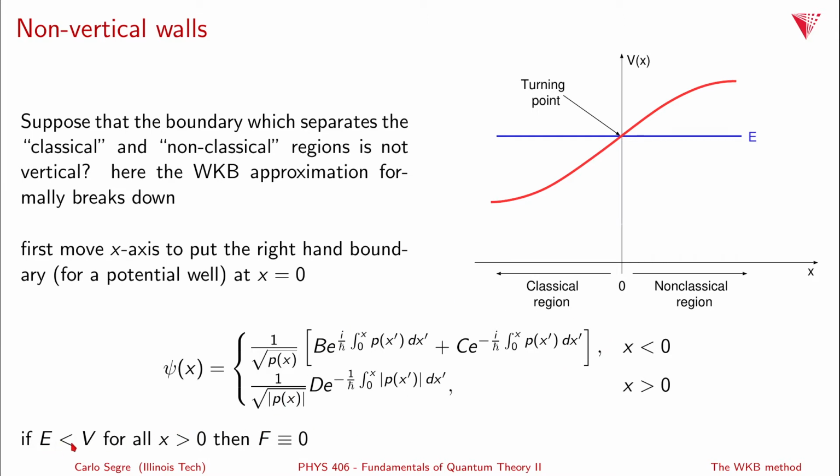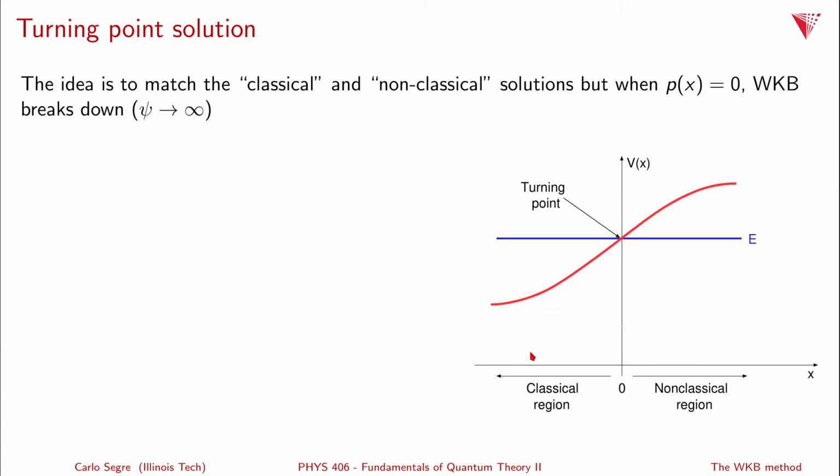Now, if E is less than V for all x greater than 0, that is, this doesn't turn down, then we can assume that there's no transmitted wave through the barrier, and we're going to assume that at this point. So what are you going to do? You're going to match the classical and non-classical solutions. But the problem is where the momentum is 0, the WKB approximation breaks down. That is, psi goes to infinity.